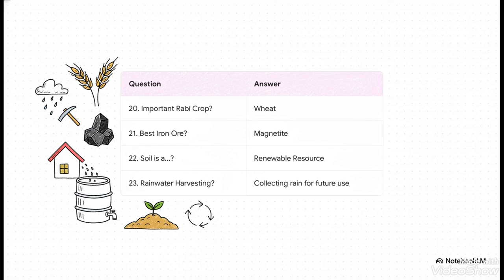Let's fire through them. Question 20, the important rabi crop? That's wheat. Question 21, the best iron ore? Magnetite. Question 23, what kind of resource is soil? It's a renewable one. And finally, question 23, what's rainwater harvesting? It's simply collecting rainwater for future use. 4 quick facts, 4 easy marks.